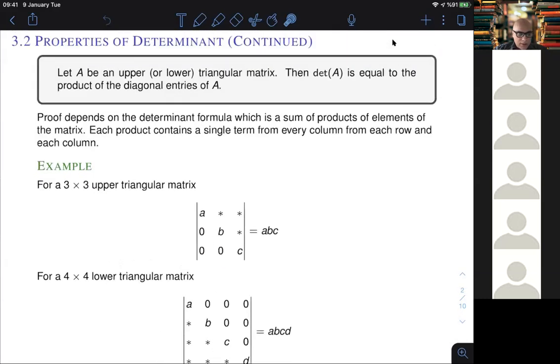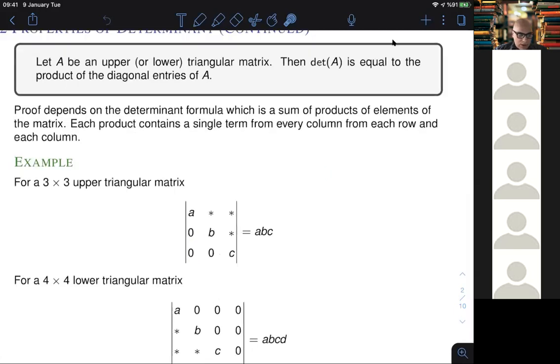So this is a 3 by 3 upper triangular matrix, which means the elements below the diagonal must be 0. These numbers can be anything, and A, B, C also can be anything, some of them can be 0, okay? But the important part is that the elements below the diagonal must be 0 for an upper triangular matrix. In this case, it's just the product of these 3 entries, and the other terms do not come into play, okay?